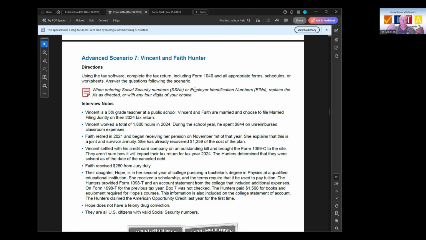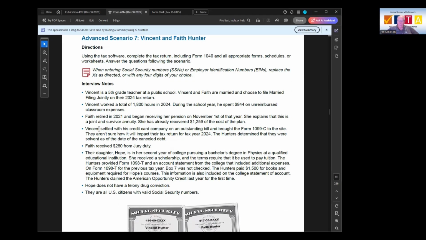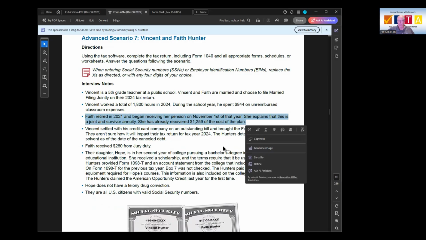But this scenario is very similar. It's got a similar thing. It's just different data and different amounts. But this way, I can show you how we're doing it. Now, the relevant part of this is it says here, Faith retired in 2021 and began receiving her pension on November 1st of that year. Remember, we need to know the month and year that she retired. So this was 11/21. She explains that this is a joint and survivor annuity. That's another thing we needed to know. And then she's already recovered $1,259 of the cost of the plan.